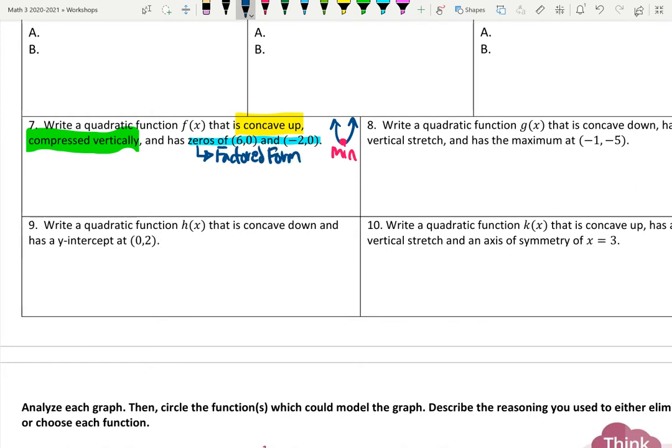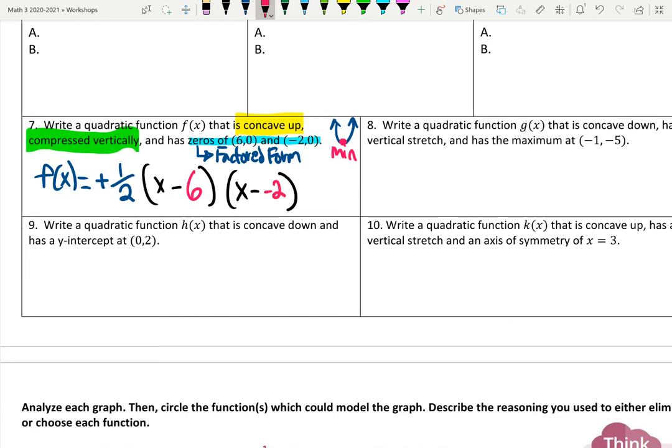So I'm going to go ahead and set it up. It is f of x is equal to concave up, so it is going to be a positive number. I'm going to compress it vertically, so I'm going to make it smaller. I'm going to compress it to half the size, and then now it's going to be the zeros. Now remember, the form is always x minus. So when I plug in 6 and negative 2, I have my formula. Concave up, compress vertically with a transformation, and zeros of 6 and negative 2.